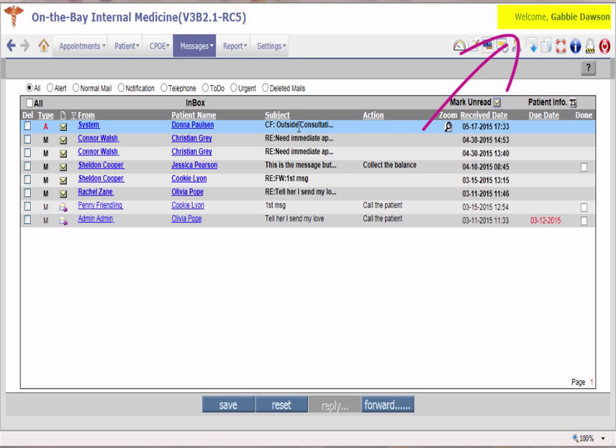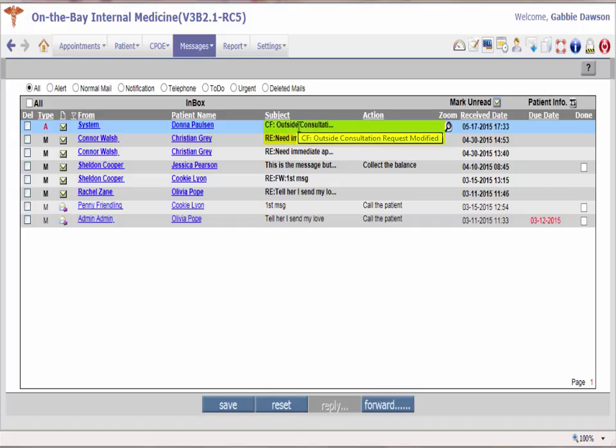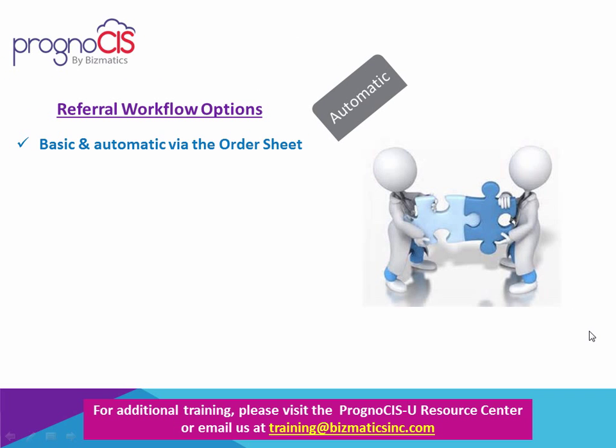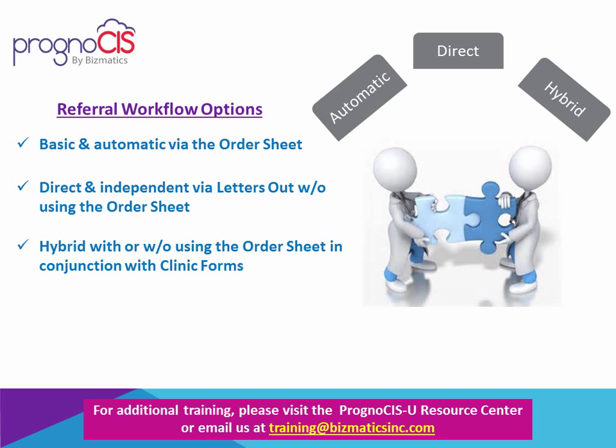Now I'm logged in as Gabby. Notice that the message is in the top of her inbox. You'll notice that the message subject includes a tooltip concerning the consult request. I can click the Zoom icon, which launches the clinic form, and then Gabby can take the appropriate process. Now, regardless of the option you choose, the workflow for requesting consults or referrals can be basic and automatic if you use the order sheet, direct and independent if you just want to use the referral letter without using the order sheet, or a hybrid with or without the order sheet, but with the added details of authorization tracking and even scheduling if needed based on which clinic forms you choose to use.